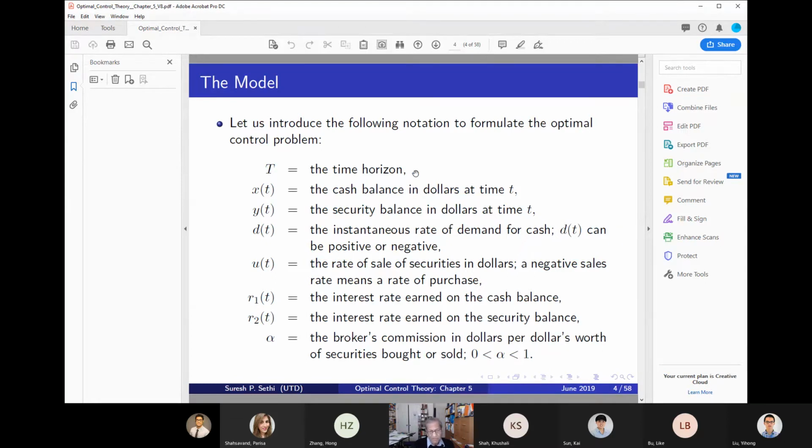So T is the time horizon. XT is the cash balance in dollars. YT is the security balance in dollars. It's really a very simple problem, and it has an analytical solution, and it gives you some idea of using control theory in a very simple setting.